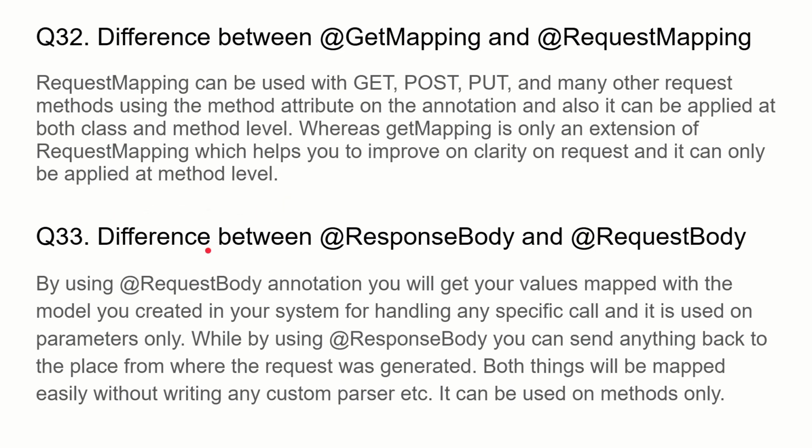The next question that can be asked is the difference between ResponseBody and RequestBody annotation. By using the RequestBody annotation, we get our values mapped to the model we have created in our system for handling any specific call, and it is used on parameters only. With the help of ResponseBody we can send anything back to the place from where the request was generated. Both things will be mapped easily without writing any custom parser. It can be used on methods only.